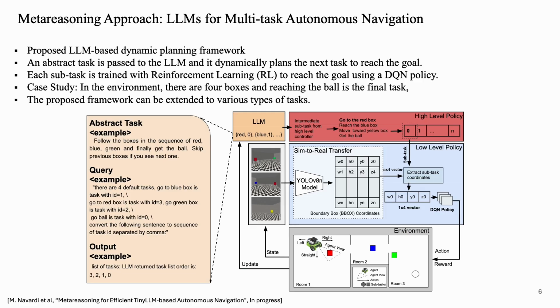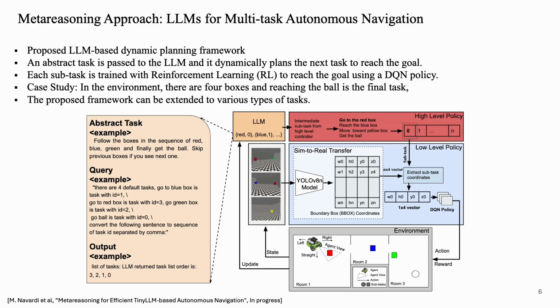This slide presents our meta-reasoning-based framework for multitask autonomous navigation using large language models, LLMs. We propose an LLM-based dynamic planning framework that can handle abstract, high-level tasks. The system takes a complex instruction and uses an LLM to break it down into a sequence of executable subtasks. As shown in the example, an abstract command like "follow the boxes in the sequence of red, blue, green, and finally the ball" is passed to the LLM. The LLM interprets this command and outputs the correct order of subtask IDs.